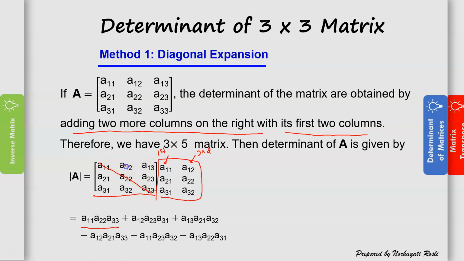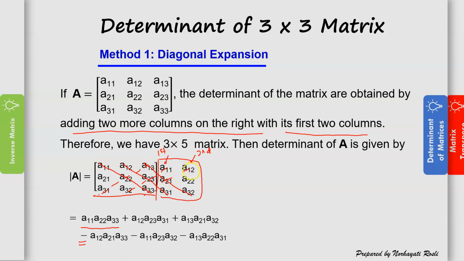And then you add with the second diagonal here, A12 times A23 times A31. And then we add here with the third diagonal. So we have A13 times A21 times A32. And then the next one, we use here this side. When you use this side, you will get a negative answer. So for this side, you have this diagonal, and then this one, and also this one.